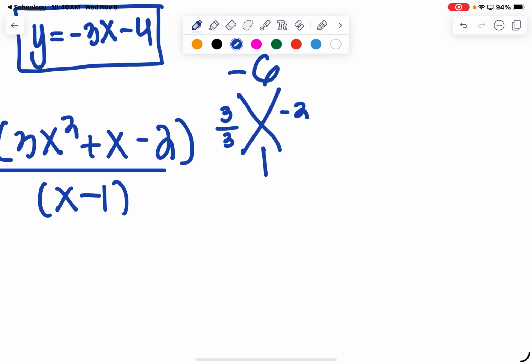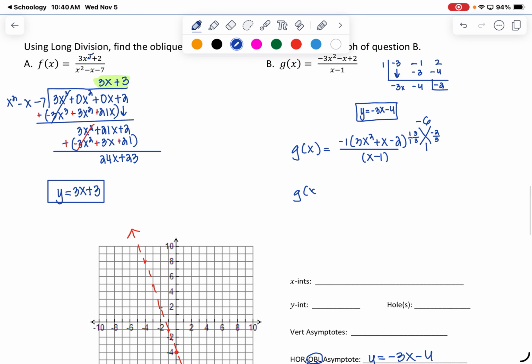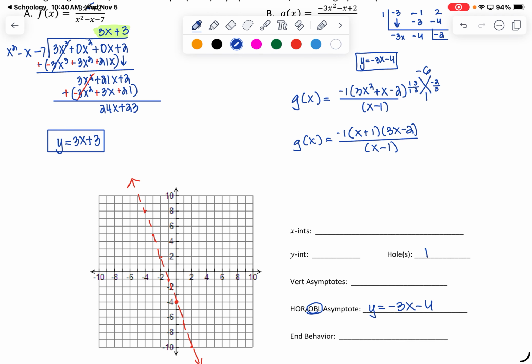Divide by your lead coefficient, which is 3, and then simplify this to 1 over 1. So that's x plus 1 times 3x minus 2. So we have g of x equals, don't forget your -1 that we factored out, x plus 1 times 3x minus 2 over x minus 1. So there is no hole. But I did some work that I needed to do anyways for my x-intercept, so I'm not mad at it. All right, so no holes, none.